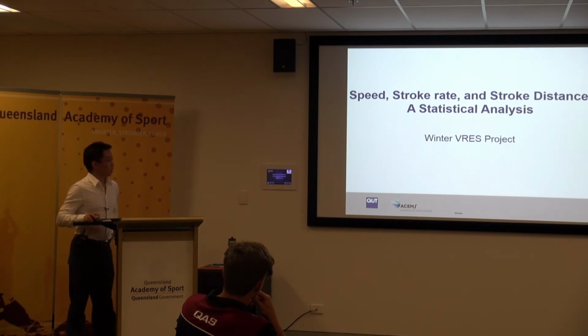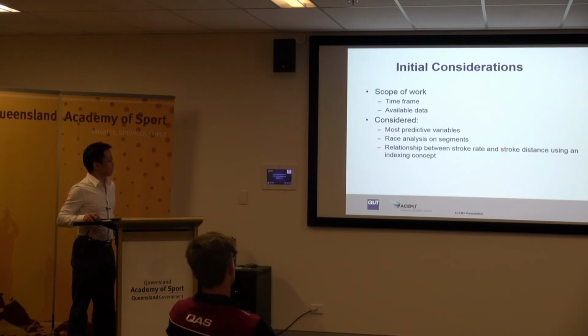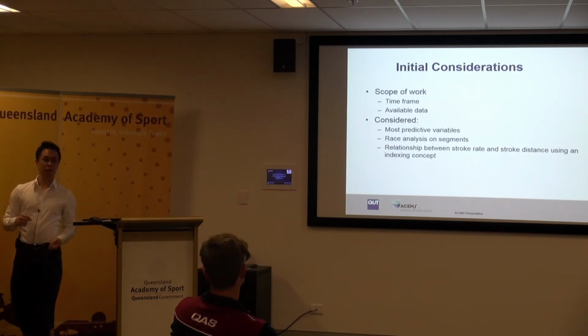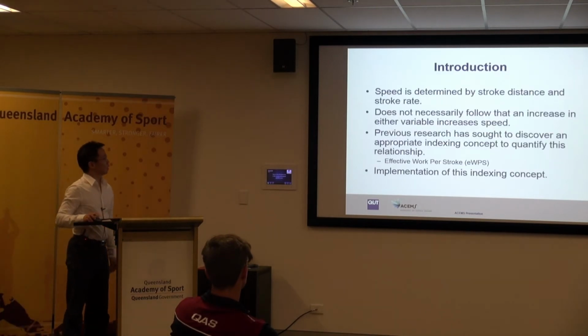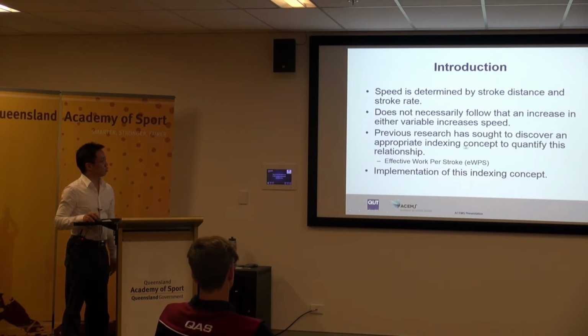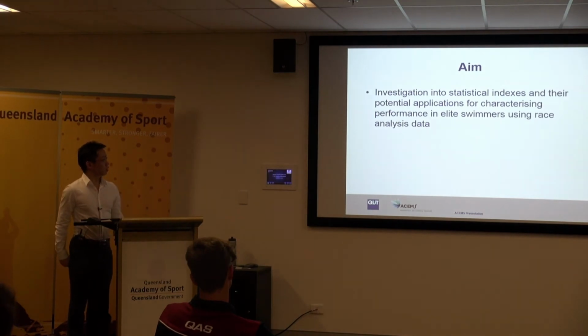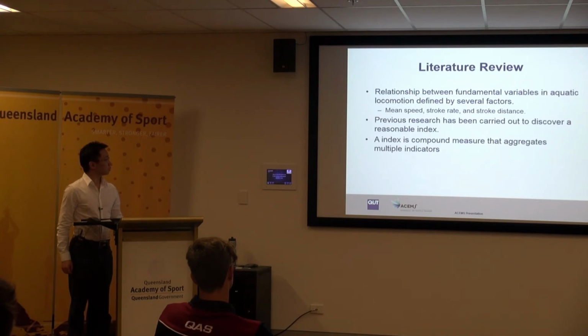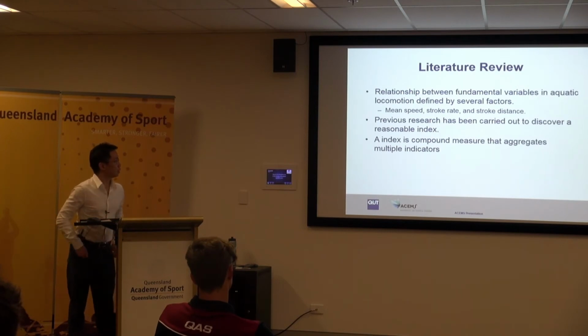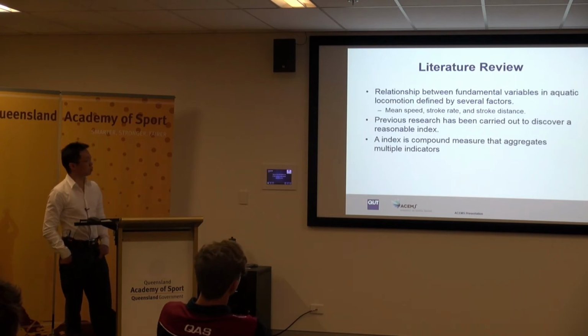So he also looked at the race data: speed, stroke rate, and stroke distance. The difference is he focused on particular indices that could be used to analyze this. Speed is determined by stroke distance. He looked into previous research that has sought to discover an appropriate indexing concept to quantify this relationship between speed and race time. So he looked at effective work per stroke and evaluated that. He focused on evaluating indices using race data and looked at the relationship between different variables in aquatic locomotion defined by factors like the mean speed, stroke rate, and stroke distance.